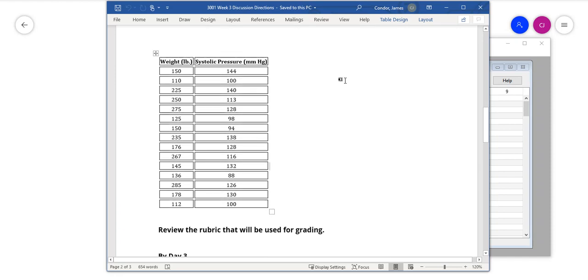And then here's the table. I've got 2 columns, and that's it. So we have 2 numeric sets of data values here. These are quantitative variables: weight and systolic pressure. Here's my input, my independent values. Here's my output, my dependent values.